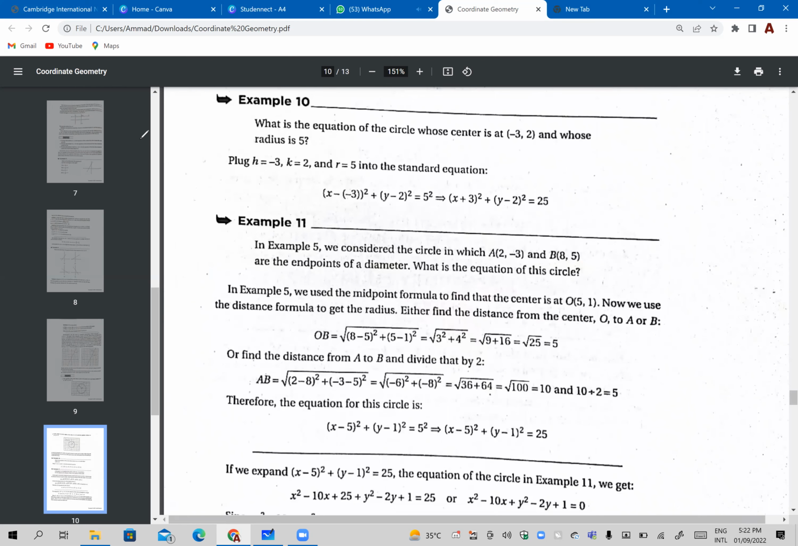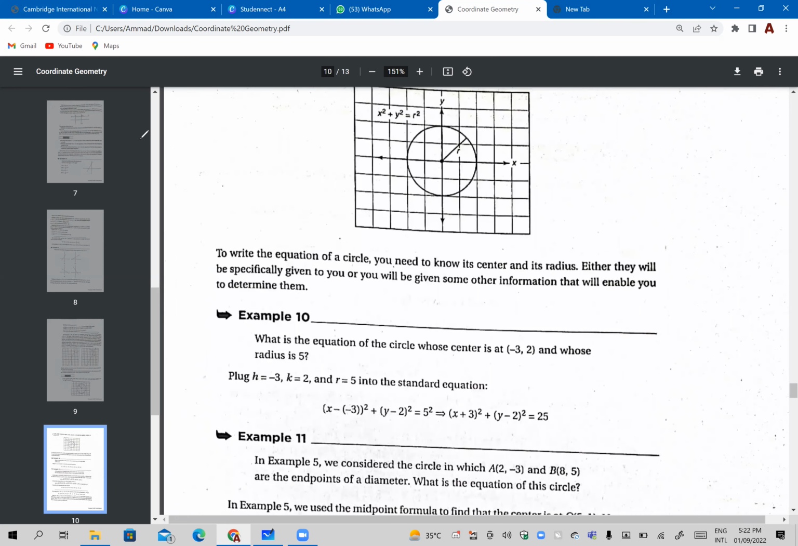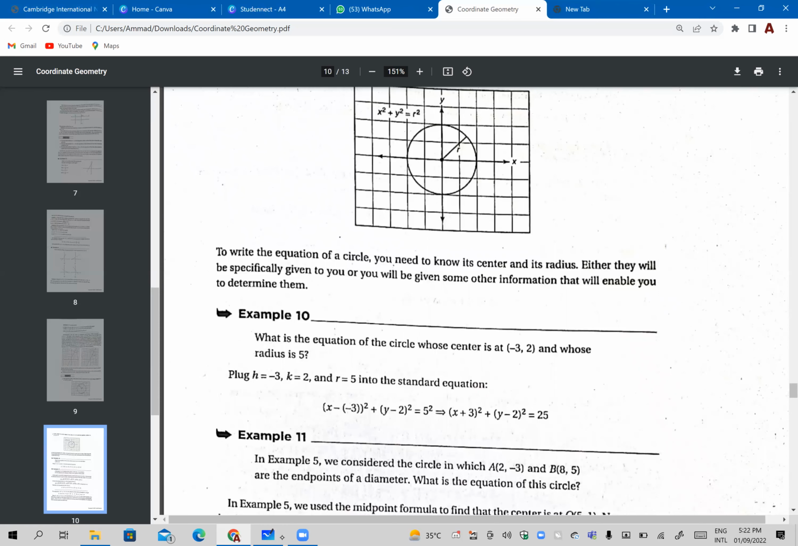In example 5, you consider the circle in which A (2, 3) and B (8, 5) are the endpoints of the diameter. What is? Okay, fine. This is like the question we were doing just before. You're just given the endpoints of the diameter. Let's write this down on the whiteboard here.